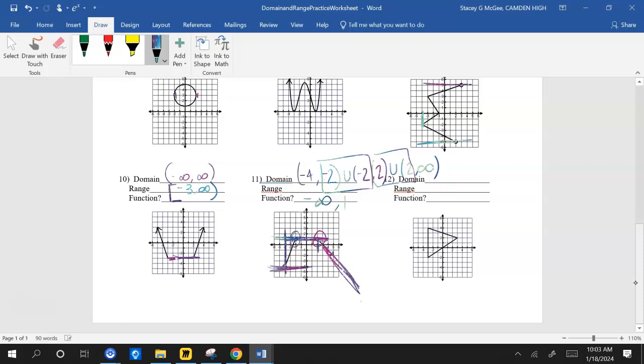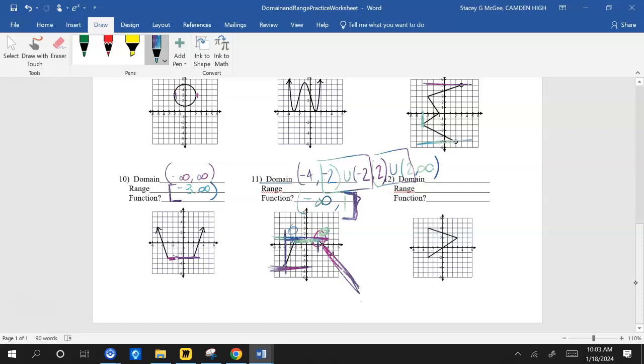Does the 1 need a bracket or a parenthesis? Bracket. Why a bracket? Even though these are open on this end, it's a line there. That's exactly right. And so at some point, y can be 1. That was a tough one.